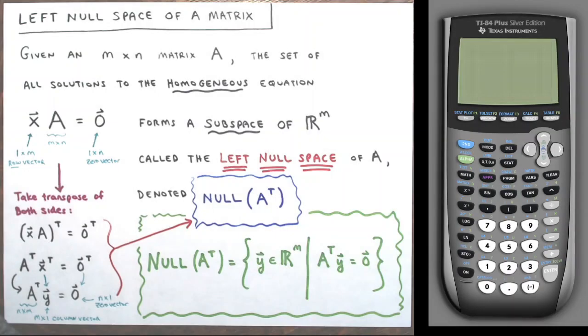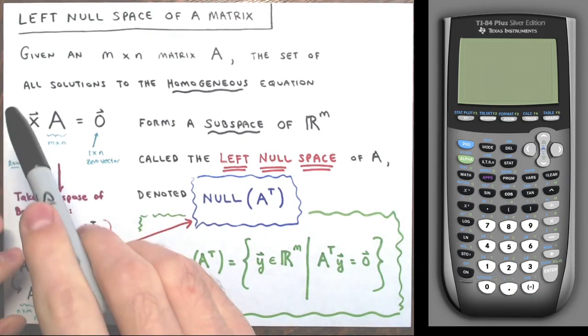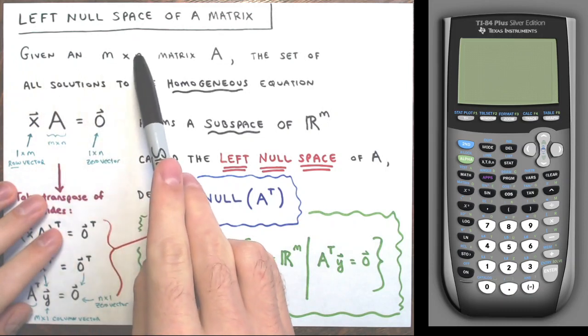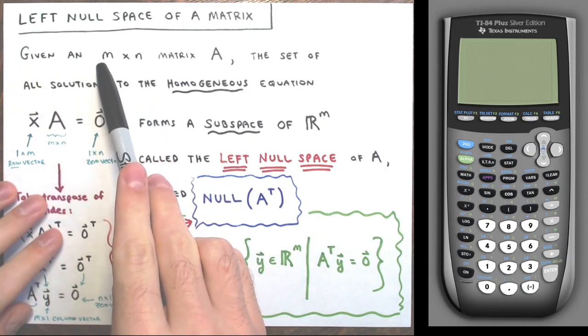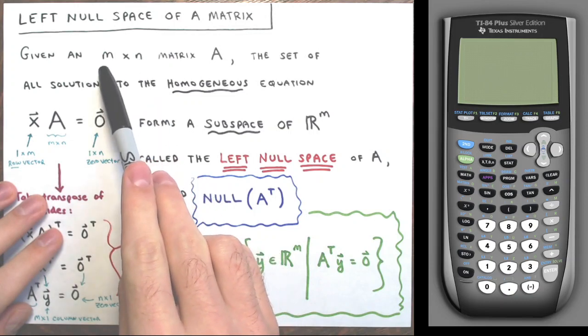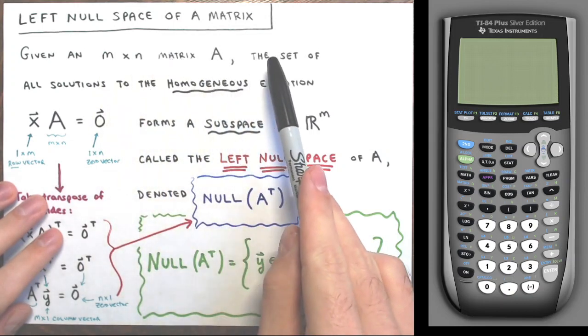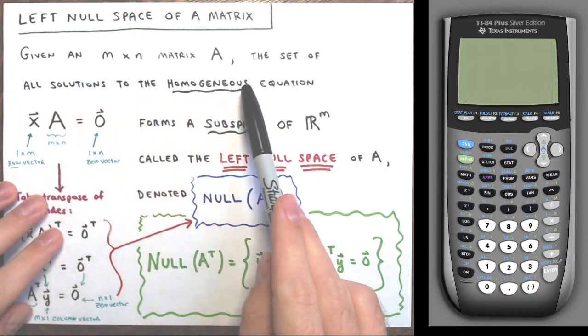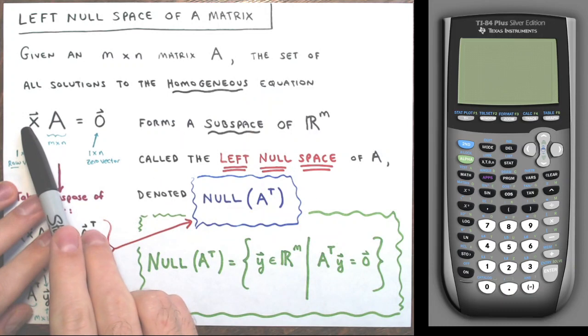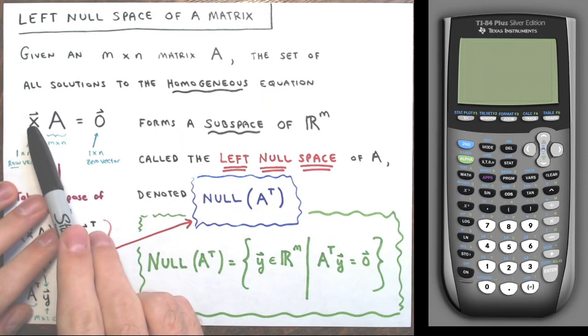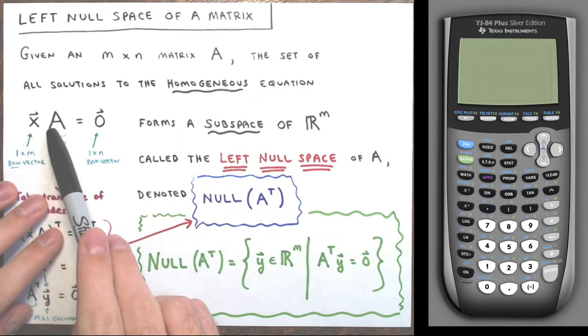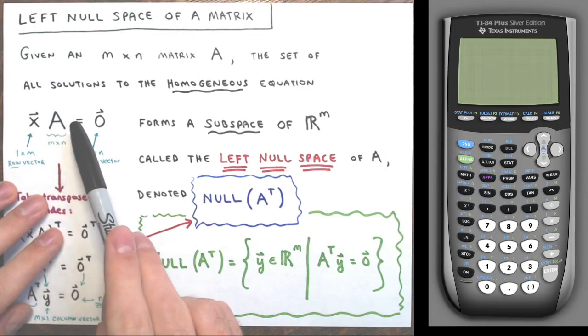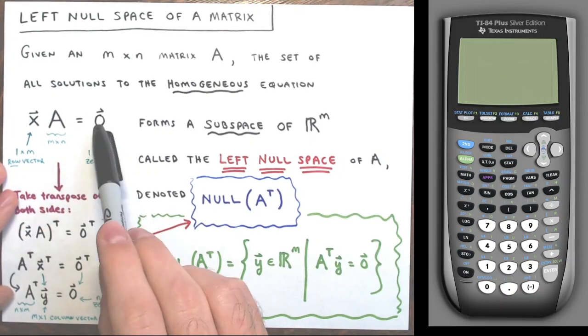Alright, so to begin, what is the left null space of a matrix? Suppose we're given an m by n matrix, right, so m rows, n columns, A. The set of all solutions to the homogeneous equation x times matrix A equals the 0 vector, where x is a row vector, and the 0 vector is again a row vector.